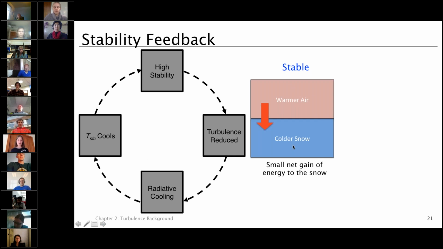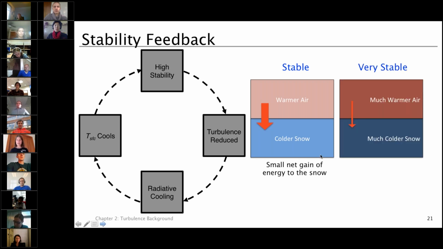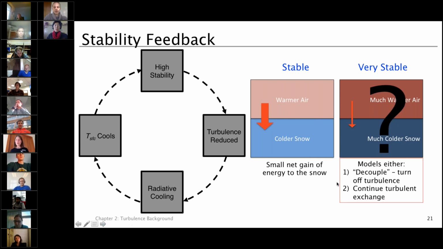You have warmer air and colder snow, and you generally would have a small net gain of energy to the snow, right? Warmer air should warm that snow up a little bit through some turbulent mixing. However, when you get very, very stable conditions, so now the air is much warmer and the surface is much colder, this is where models actually get confused on what they should do. And so models will either decouple, so they'll basically say buoyancy forces win, we're going to turn off turbulence, that is just so stable that these things aren't going to interact anymore, or they will continue some turbulent exchange. Everybody follow?